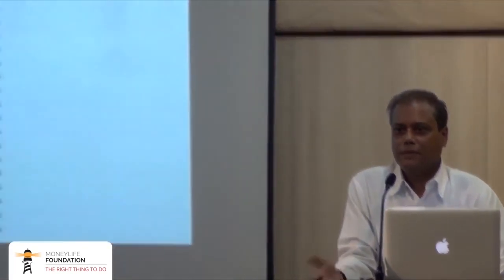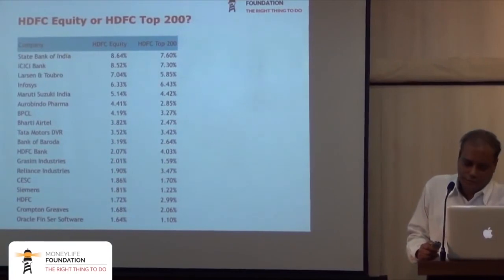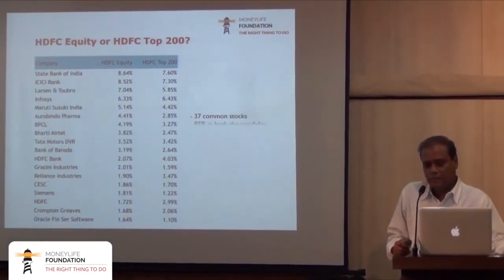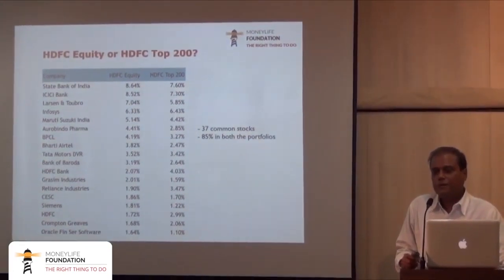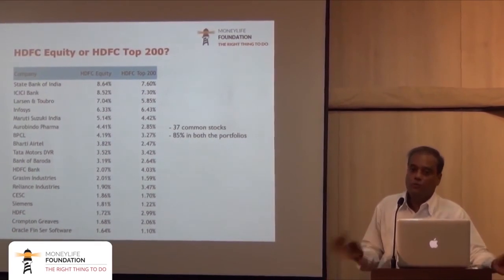These two funds give you a great insight into how funds actually buy their stocks. HDFC equity, HDFC top 200. See the stocks in the two portfolios. It's the same. Identical stocks, the weights are only little different. 37 stocks are common. 85% of the portfolio is common. 85%. Two different schemes.